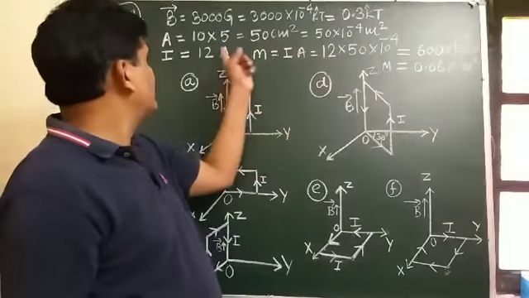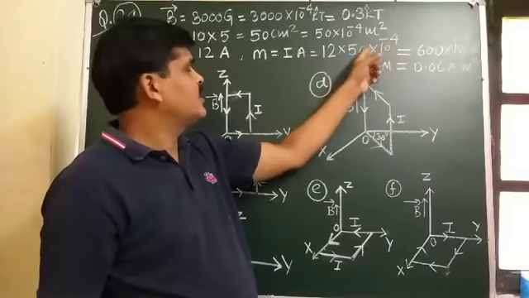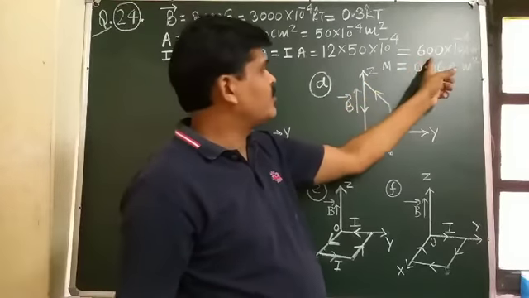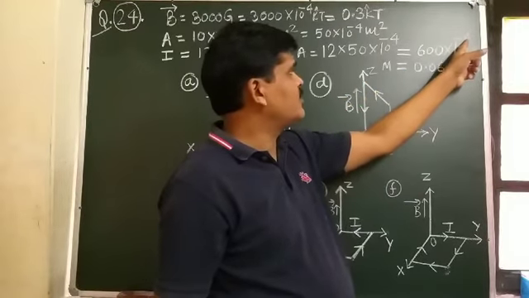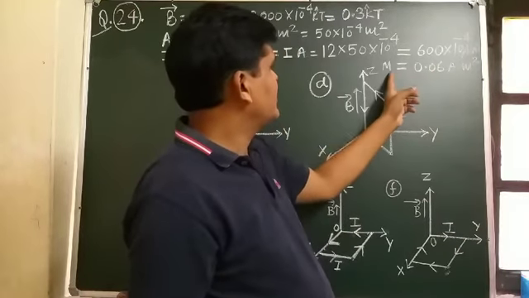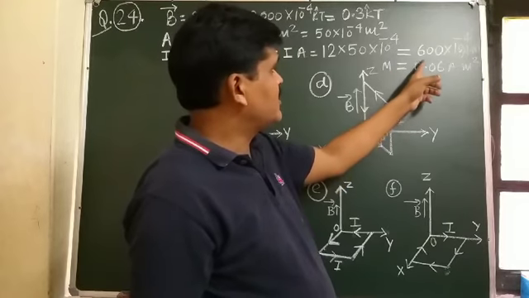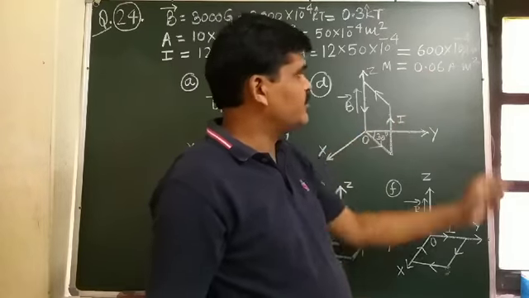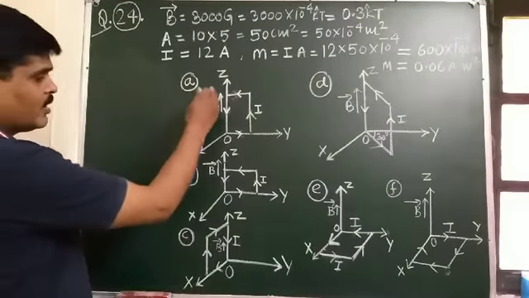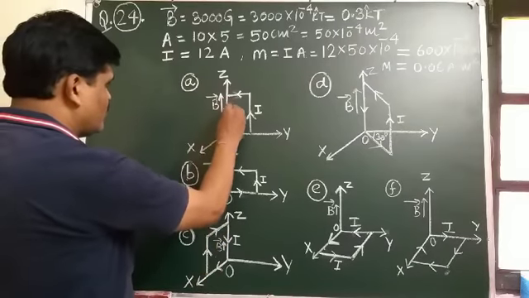I is 12 ampere, A is 50 into 10 to the power minus 4, and multiplying these, the magnetic dipole moment comes out to be 600 into 10 to the power minus 4 ampere meter square. Solving this, the magnetic moment in magnitude comes out to be 0.06 ampere meter square. Now students, we have to find the torque on the loop in each case.